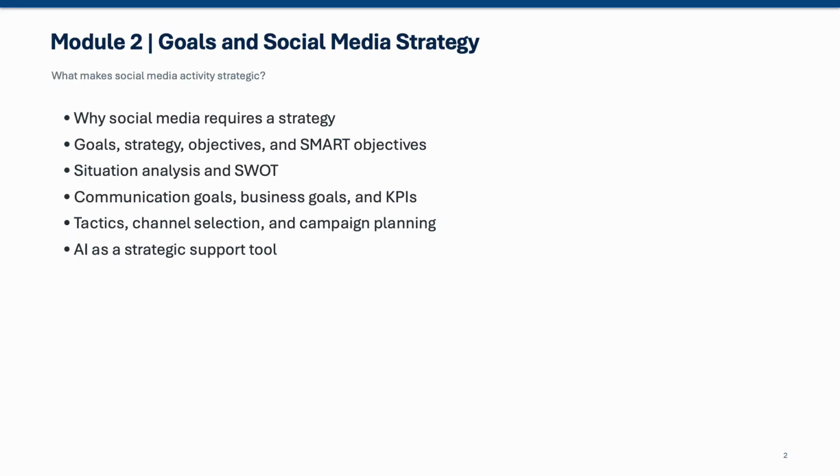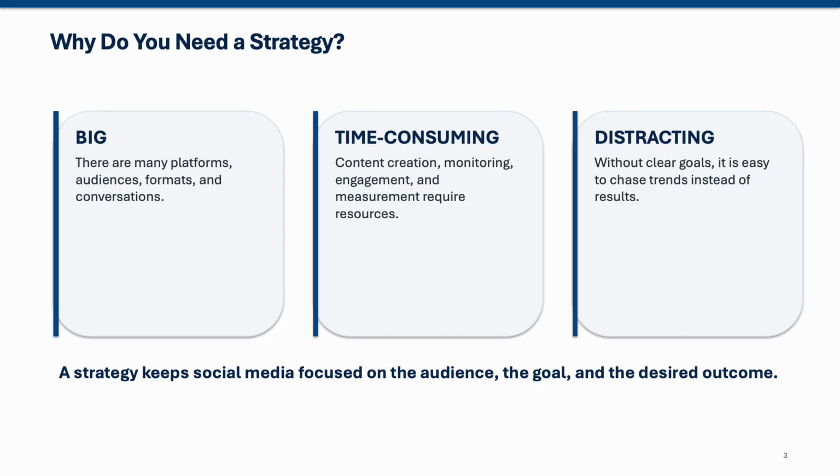This week, our focus is on the role that goals play in creating an effective social media strategy. We'll distinguish between communication and business goals. We'll also discuss SMART objectives and KPIs and look at situation analysis, tactics, channel selection, and campaign planning. By the end, I want you to understand not only the different parts of a strategy, but how those parts all work together. So, why exactly do we need a strategy?